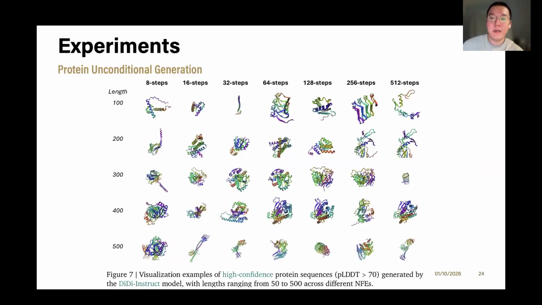We also have some other applications, like protein sequence generation. DiDi Instruct is not specific to diffusion language models. Actually, it can be applied to discrete diffusion, so it is a general part of diffusion models. That's why we apply it in different applications like protein sequence generation. Due to the time limit, I will skip the details here, but in general, it performs well when we apply it to different applications.